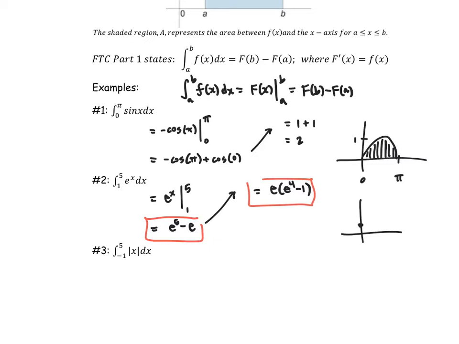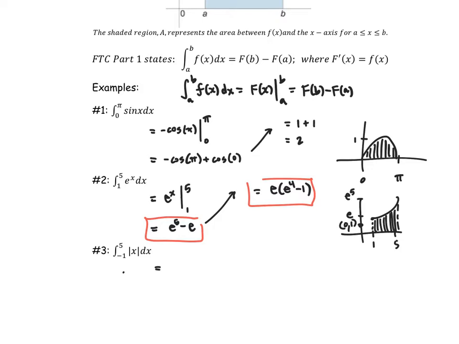Okay, so from 1 to 5, well, I know that this point is 0, 1. I know that this point right here would be 1, e. Therefore, I'm going from 1, e to 5, e to the 5th. So this area right here would be e to the 5th minus e. Okay. I'm not going to go through the calculator work to figure out what that is to 3 sig figs. You could do that on your own.